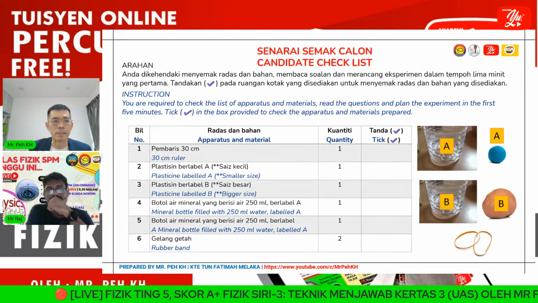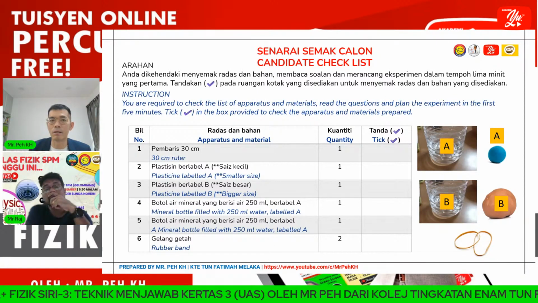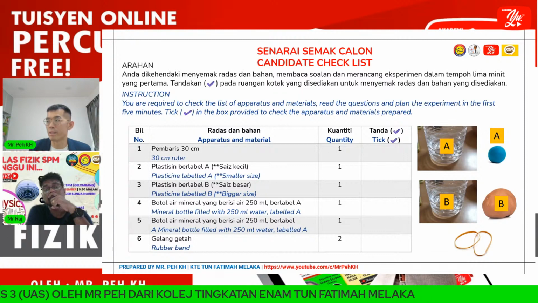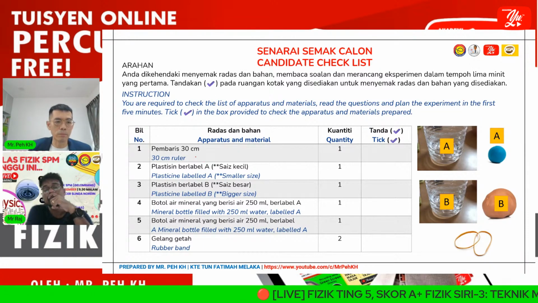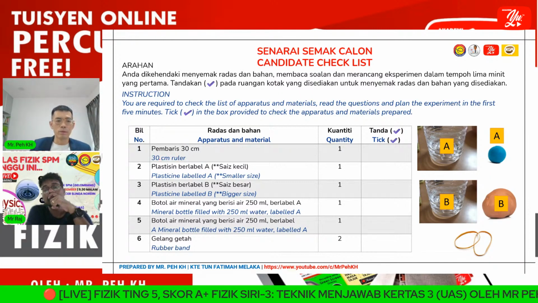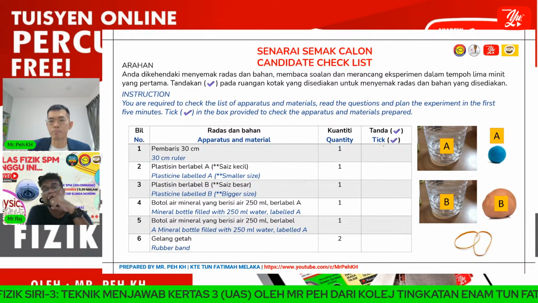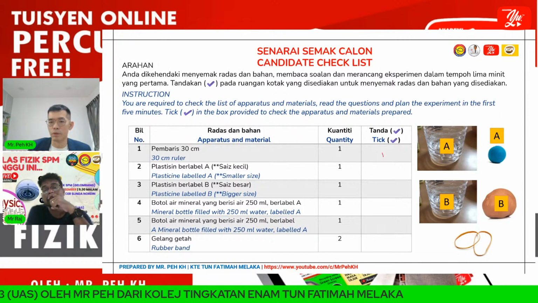So the question will be like this. Normally, on the first page of the question, there will be the checklist. The student will spend about 5 minutes to check the apparatus, whether they are functioning well or not, and whether the quantity or numbers of apparatus stated are the same as provided. So first, you are given a 30 cm ruler. If you check that it is present and functioning well, you just tick.